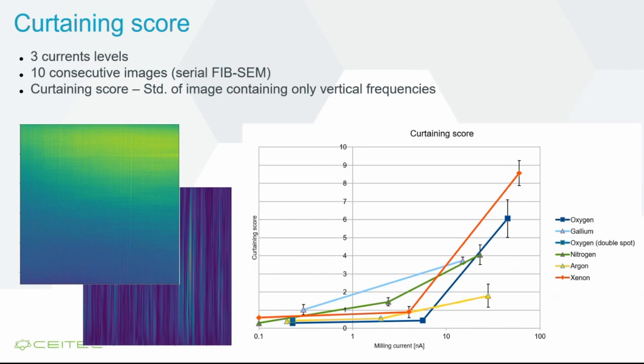Similar research was also done here, where we have a slightly different score for the calculation. It is basically the standard deviation of a filtered image where only curtains are present. Curtains are these vertical line-like artifacts from milling. Yeah, you probably know that.